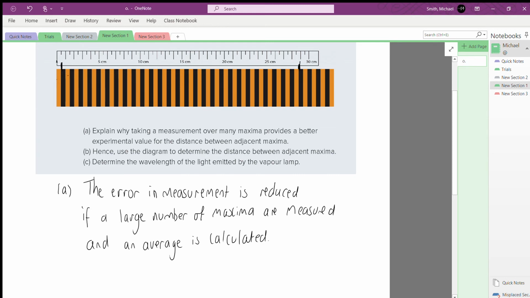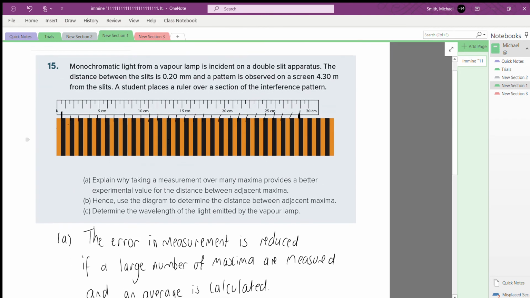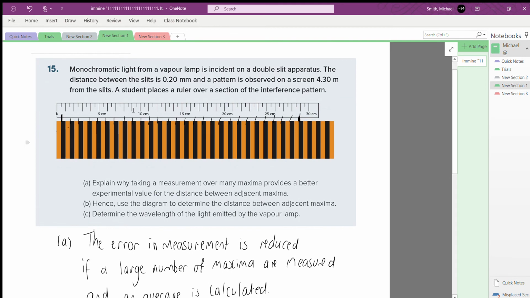So 1, 2, 3, 4, 5, 6, 7, 8, 9, 10, 11, 12, 13, 14, 15, 16, 17, 18, 19, 20, 21, 22, 23, 24, 25, 26, 27. So here we have 27 lots of delta y equals, now I have to try and read that from each end of the ruler.